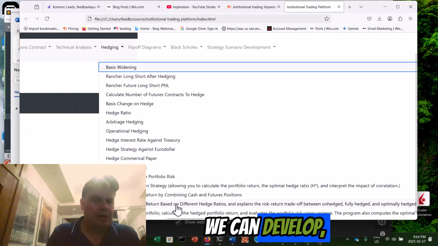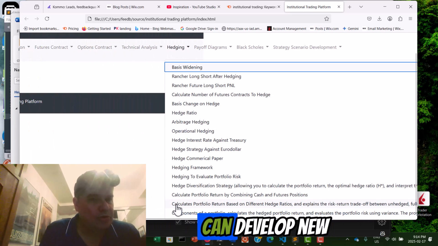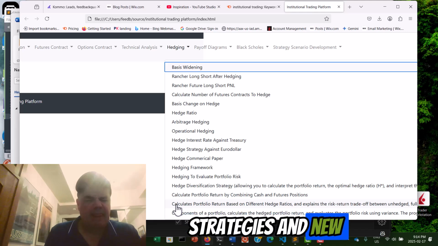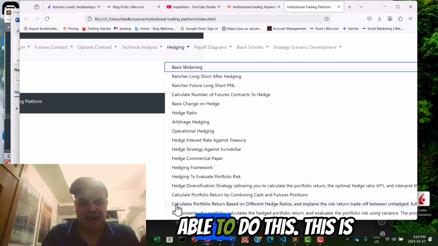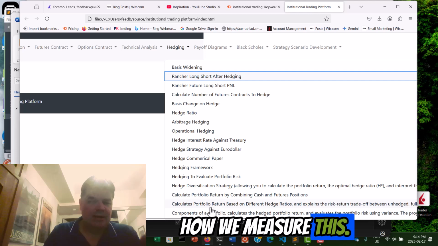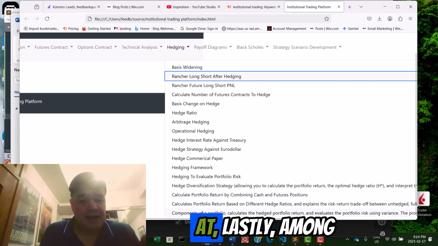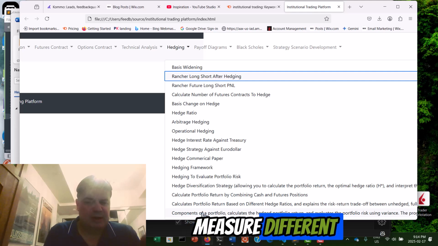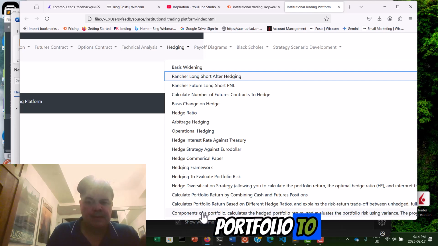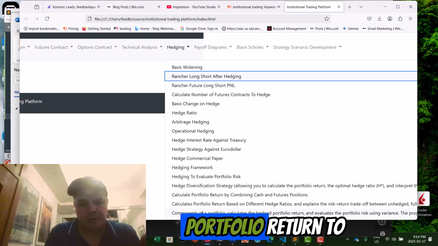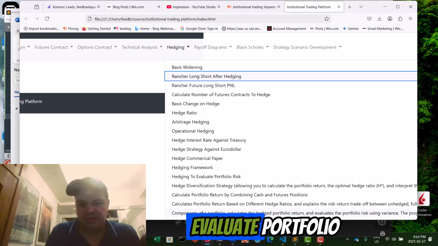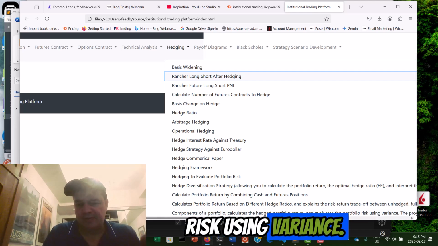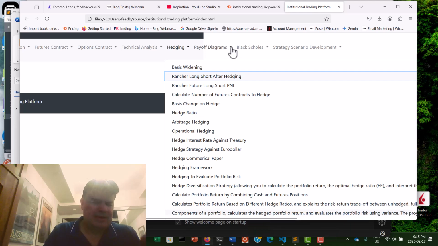So looking at this, we can develop new strategies and new trading ideas being able to do this. This is how we measure this. Then we can also look at, lastly, among hedging here, how to measure different components of a portfolio to calculate the hedge portfolio return to evaluate portfolio risk using variance.